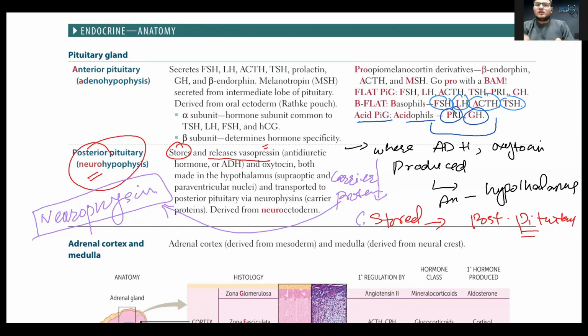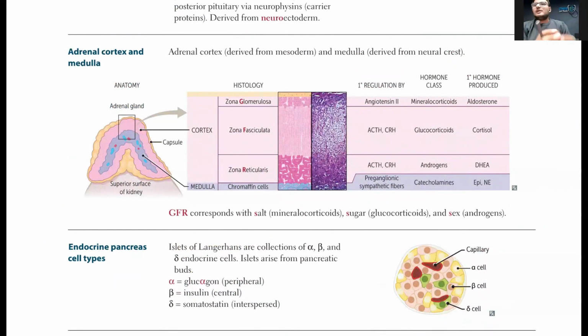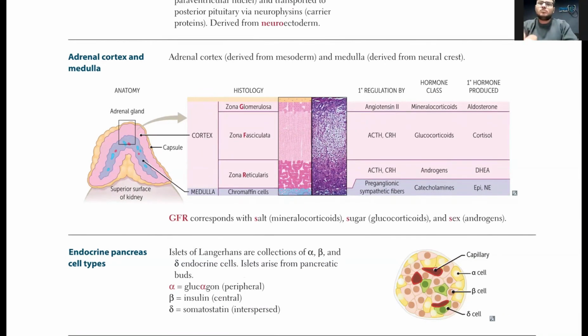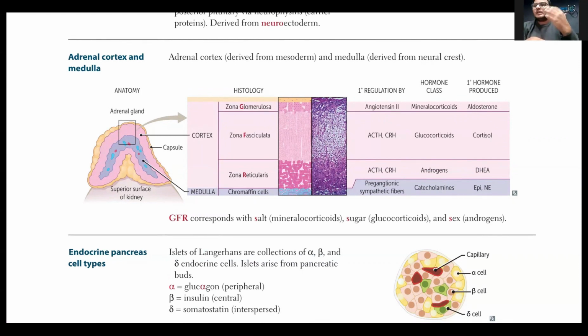Next, we will discuss the structure of adrenal cortex and medulla. There are two divisions of the adrenal gland. The adrenal gland is present on the surface of the kidney, above the kidney. First, you should know the basic anatomy in your mind. It is the kidney, and above its surface there is a gland, the adrenal gland, and the gland has a further division into two: one is cortex and one is the medulla. Now we will discuss the different subdivisions of the cortex.